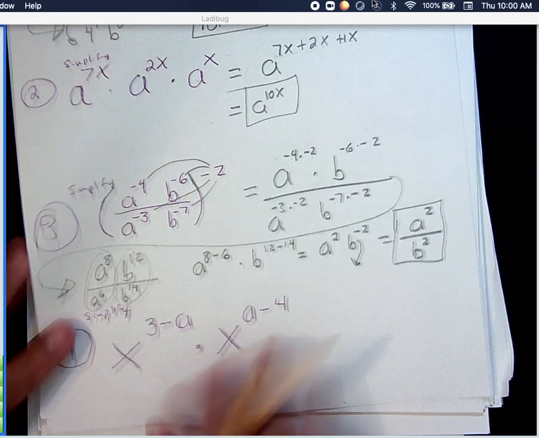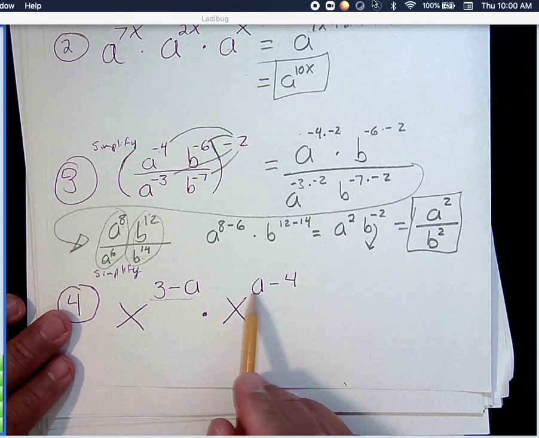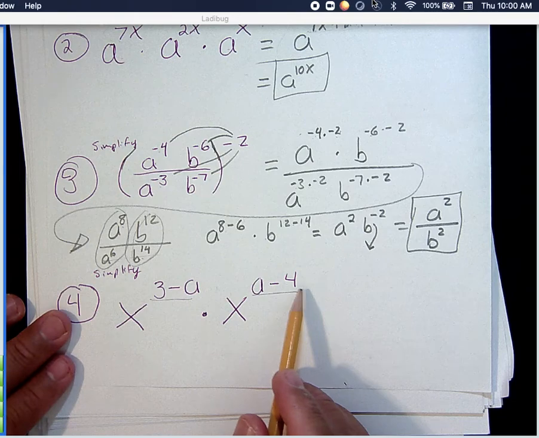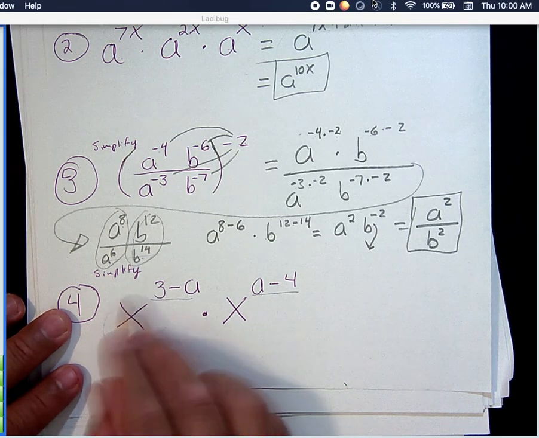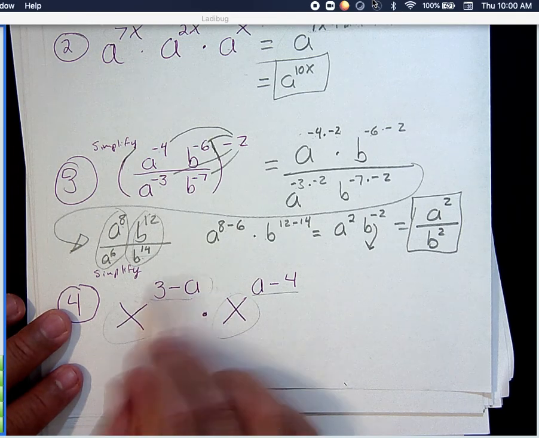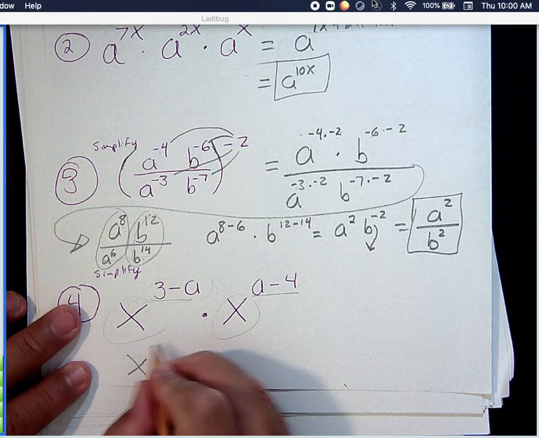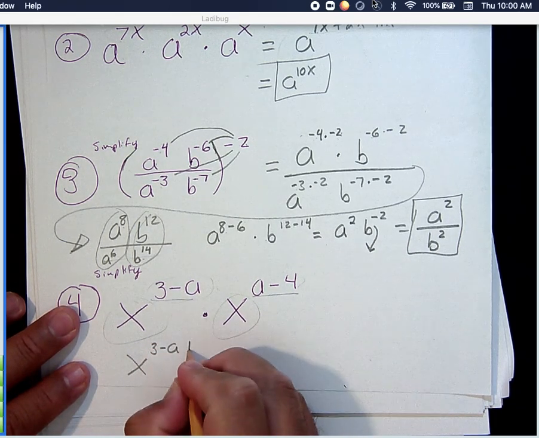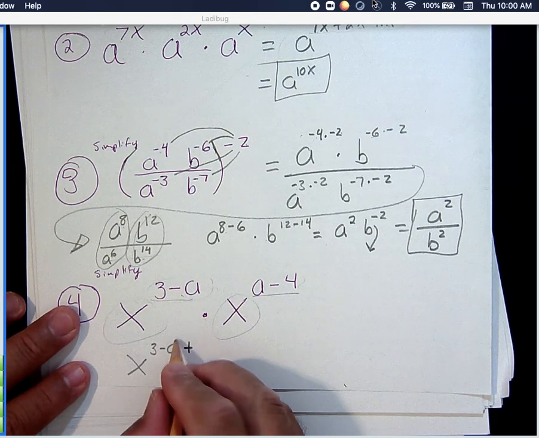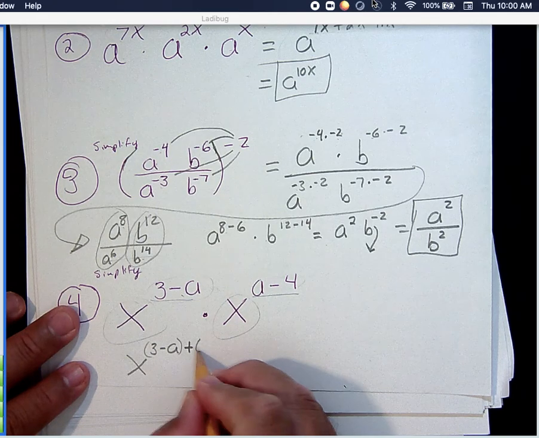You're gonna get something like this. Again, this is the exponents. It's a subtraction, but it's still an exponent. But this is a product, right? Product. So what happens to the exponents? You add them. You still do the same thing, the same rule. So 3 minus a, so that's 1 plus, right? We're adding exponents. And you can put parentheses so that it makes sense. Plus a minus 4.